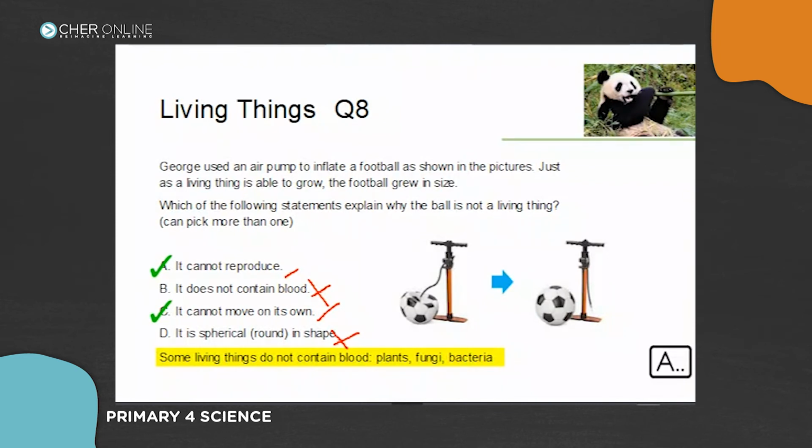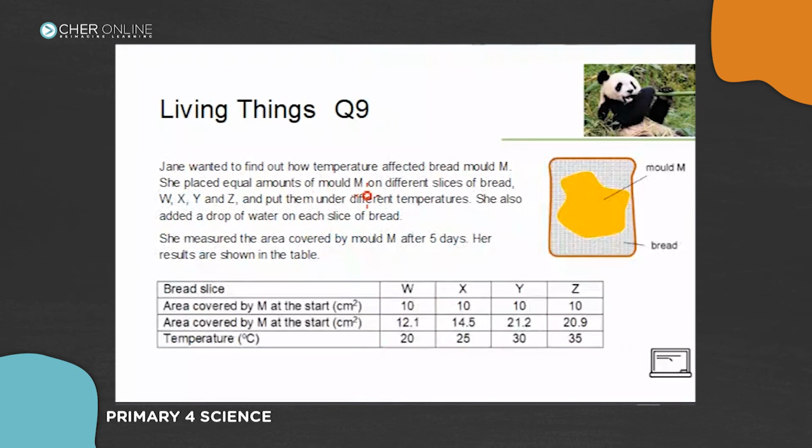Plants, fungi, and bacteria. Okay, Jane wanted to find out how temperature affects the spread of mold. Mold is a living thing. Remember, mold is a living thing. So she placed an equal amount of mold on different slices of bread, W, X, Y, and Z, and put them under different temperatures. She also dropped a drop of water on each slice of bread. So what is the change variable here? The change variable is the temperature.